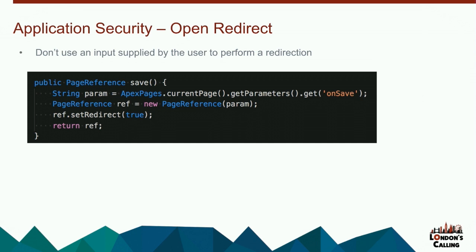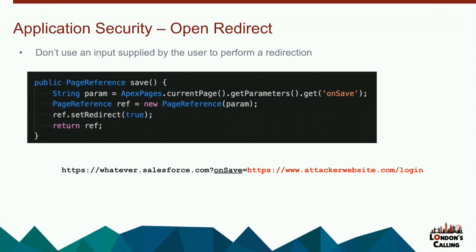This is an example of an Open Redirect vulnerability. We are reading a parameter from the URL and we are performing a redirection to there. If that parameter is equivalent to this attacker website, we will be redirecting the user to a malicious site. So never do this.